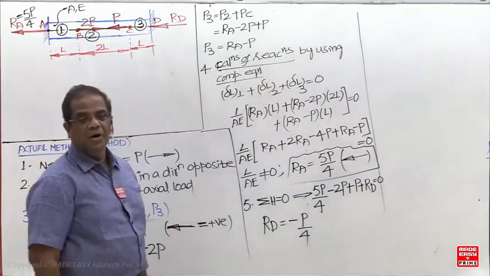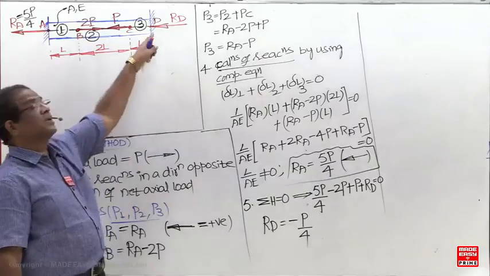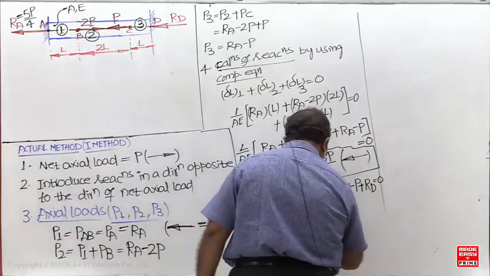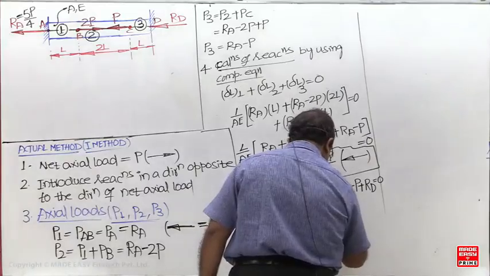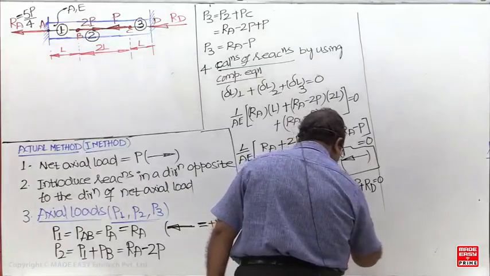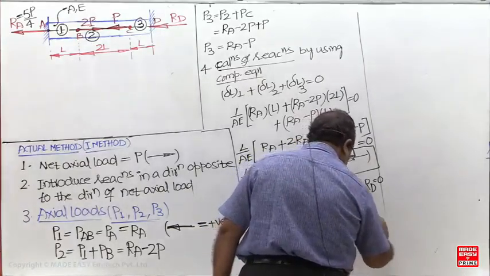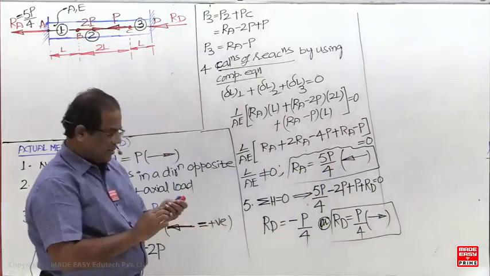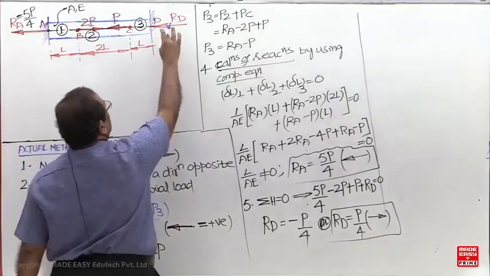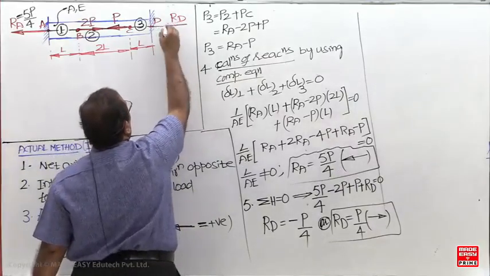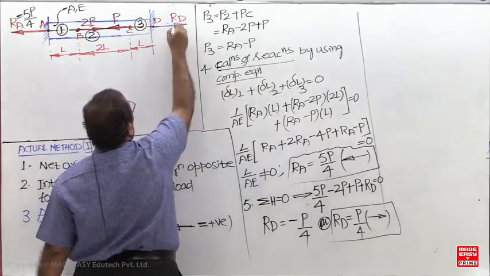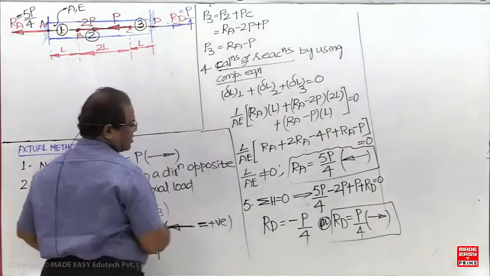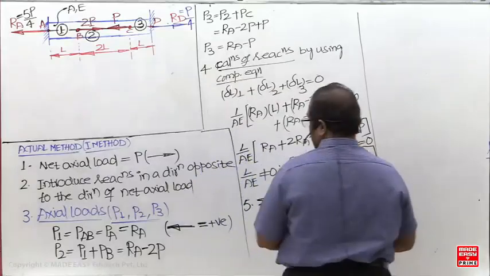RD I am getting negative, which means the assumed direction of RD is incorrect. So what should I put it now? The assumed direction of RD is incorrect, so it is going to be towards the right side. Towards the right side. Now what is the next step?